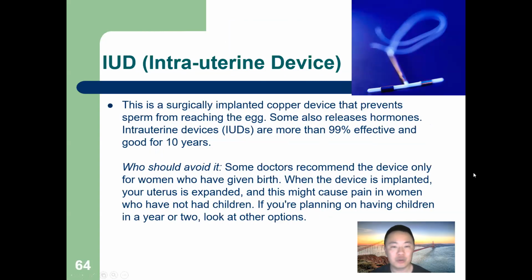Okay, the intrauterine device here, this is a surgically implanted copper device that prevents sperm from reaching the egg cells. Some also release hormones. Intrauterine devices are more than 99% effective and good for up to 10 years. Now, who should avoid it? Well, some doctors recommend the device only for women who have given birth. When the device is implanted, your uterus is expanded, and this might cause pain in women who have not had children yet. If you're planning on having children in a year or two, you might want to look at other options.